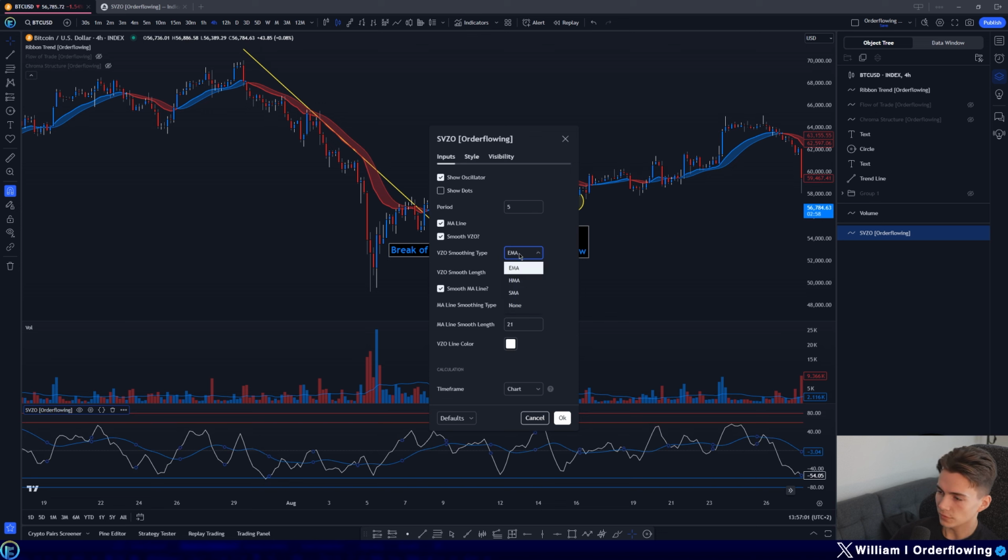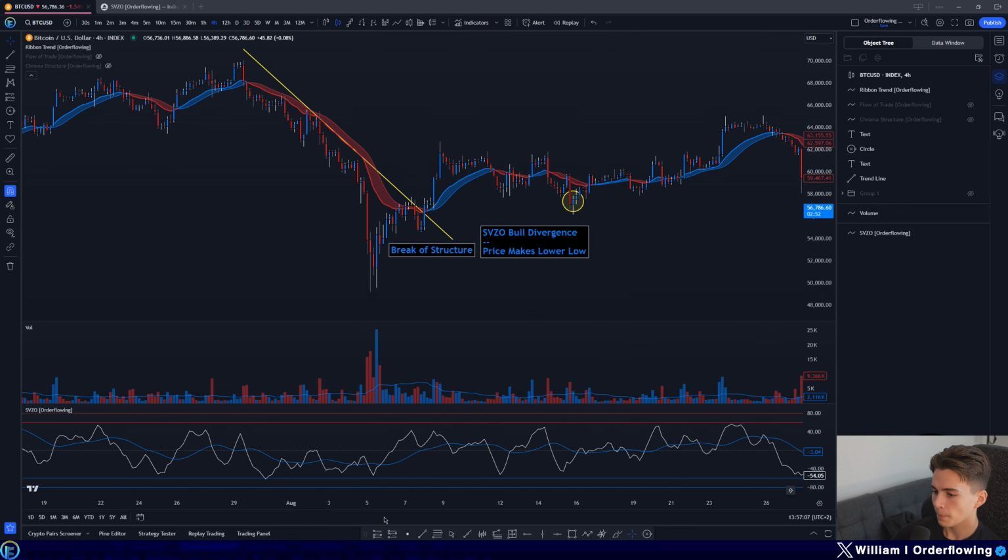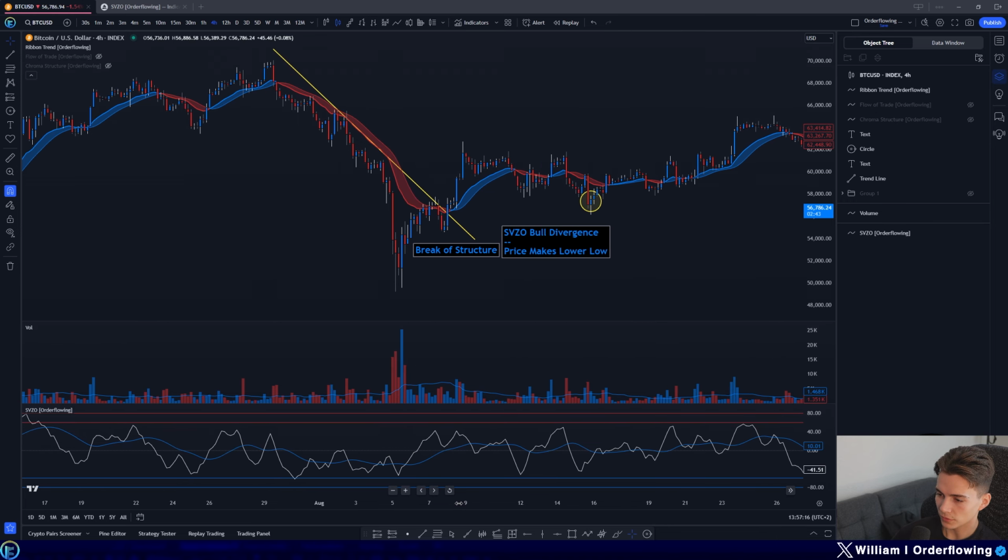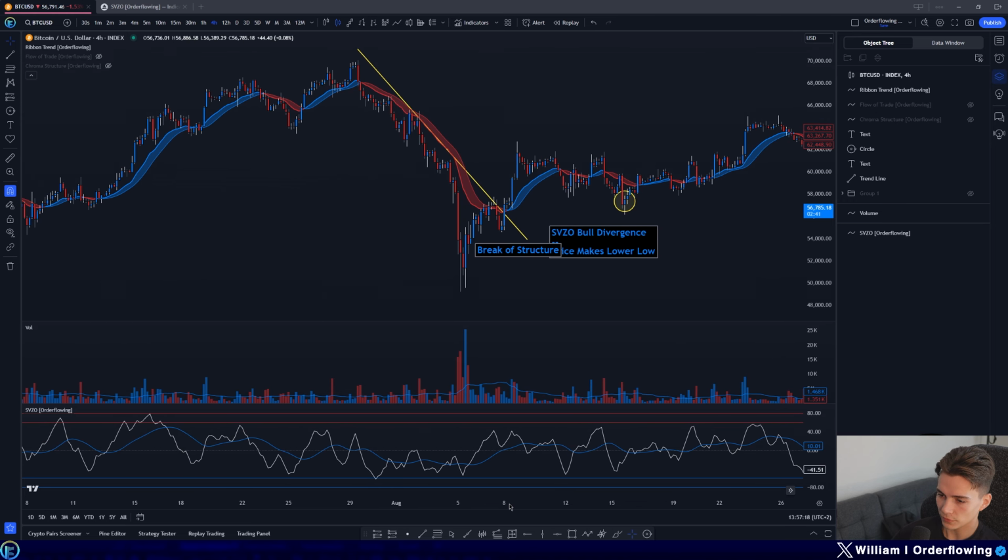With the smoothing on the EMA type. And the EMA line is also smoothed. As we can see here, the line is a bit lower down when it comes to the low points, but it's harder to get into the overbought and oversold territory.